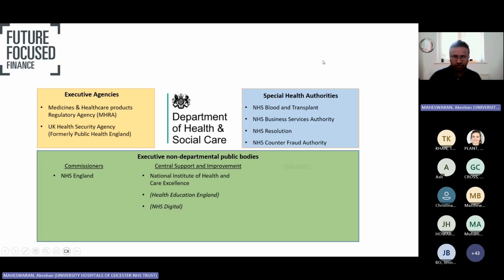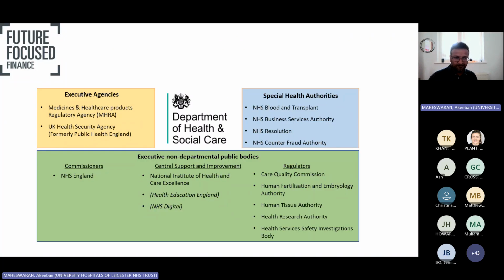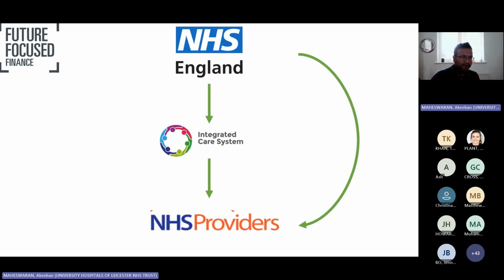And then you've got a lot of your regulators. So you've got CQC, you've got your kind of more niche ones, so Human Fertilisation and Embryology Authority, the Human Tissue Authority, the Health Research Authority, and then the relatively new one, which is the Health Services Safety Investigations Body, which is like the airline investigations body. Okay, the no blame, looking at themes body. Okay, I'm just going to go back a couple of slides.